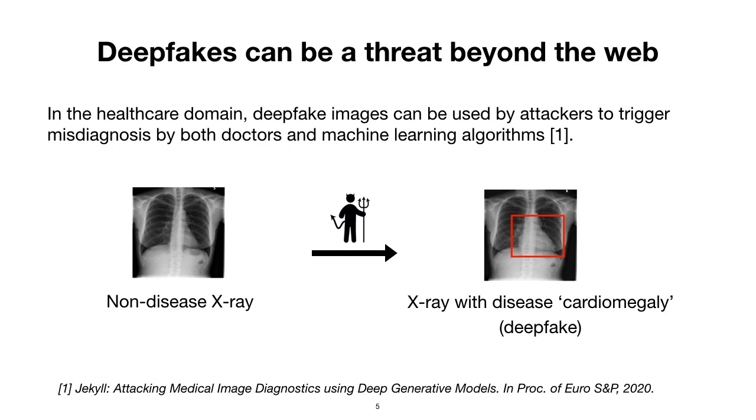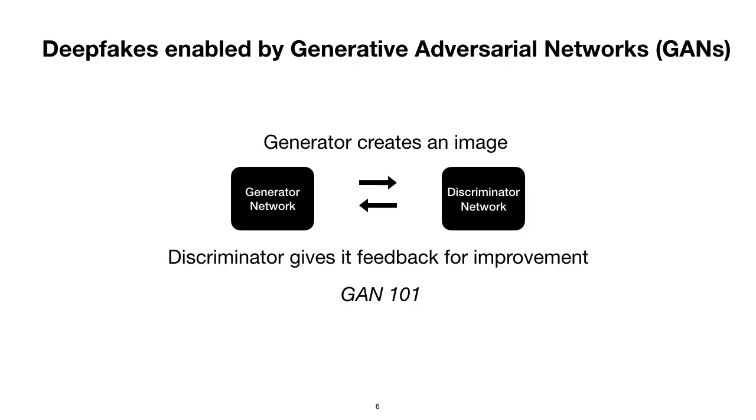Now, before we go further, it's important to understand how deepfake images are created. The most popular approach is to use a generative adversarial network, or a GAN. A GAN, in short, is a pair of deep neural networks, a generator and a discriminator, that learns in tandem to synthesize high-quality images.